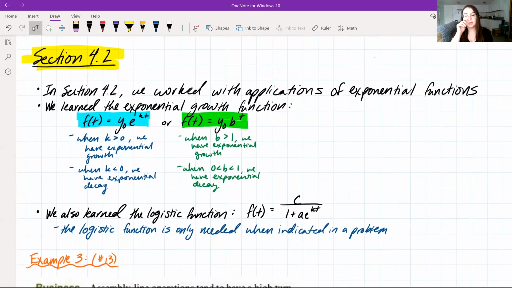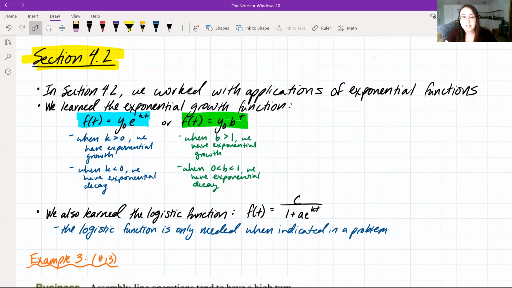So in section 4.2, we worked with applications of exponential functions. And then we learned the exponential growth function, or the official definition of the exponential growth function. When we see exponential growth functions, they're always written as f of t, or you could see it as h of t, h of x, anything along those lines. This is just in general. We see f of t is equal to y naught, or the initial y value, times e to the power of k times t, where k is a constant.